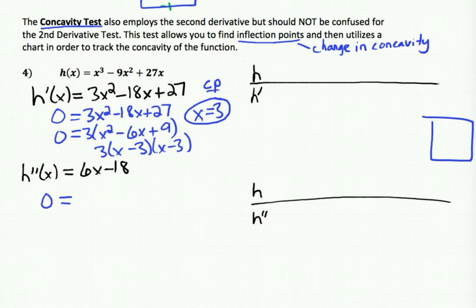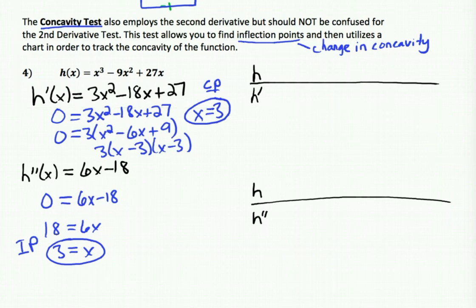Inflection points are going to be where the second derivative is equal to 0. So pretty simple. So here we go. We'll add 18 to this side, and we'll get 3. So that guy is an inflection point. So now let's put all of our information together and sketch the curve. That's the ultimate goal of this section.